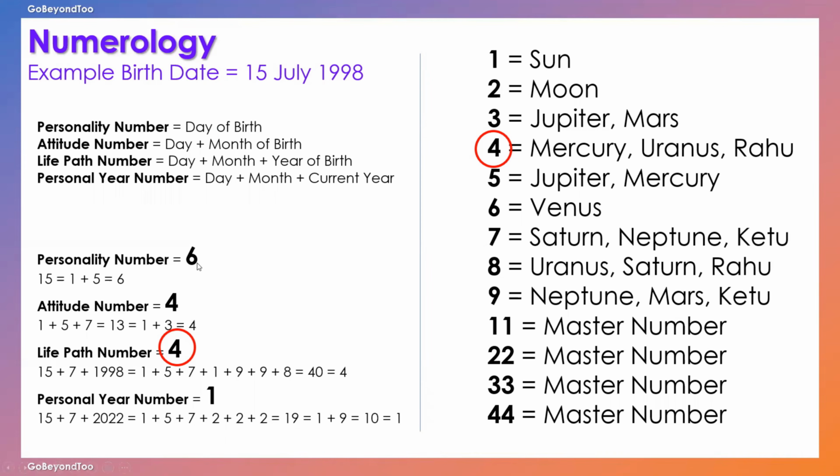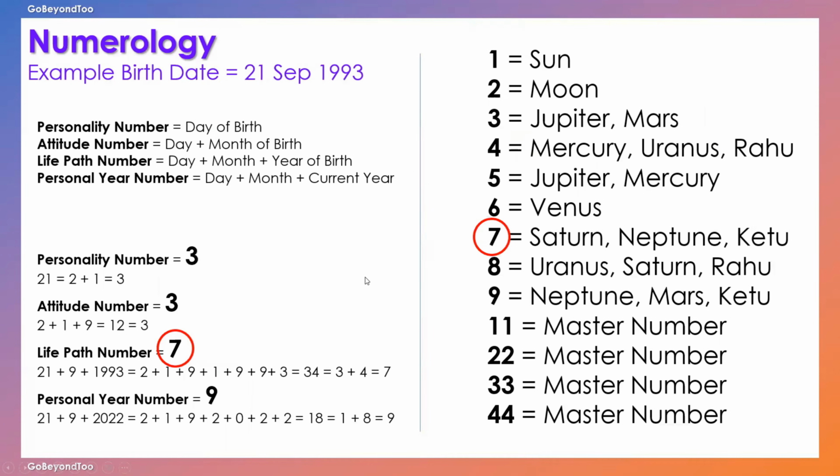So this personality number is 6, which means that they have a personality of Venus, which is the ruler of number 6. Their attitude in life is number 4, which is ruled by Mercury, Uranus, and Rahu. The life path number matches their attitude, which is Mercury, Uranus, and Rahu. Their personal year number is number 1, which is the beginning. Okay, so they're going through a beginning right now.